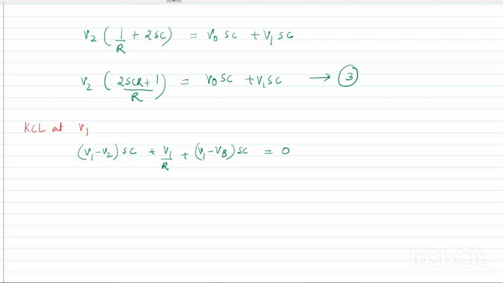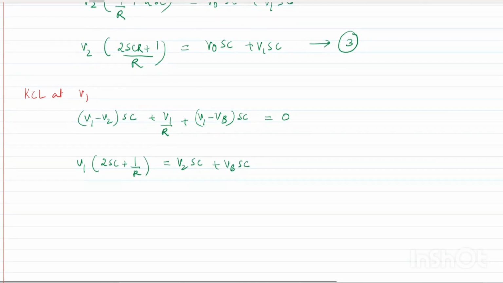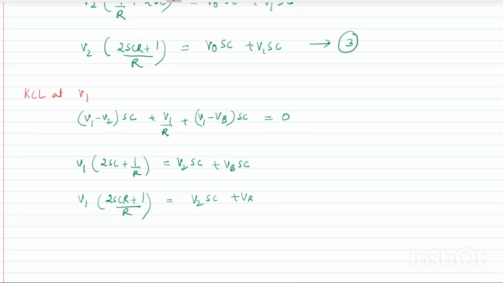If any doubt, you can ask me. See, 1 upon SC is in the denominator, V1 minus VB upon 1 by SC, I took it to the numerator. So if I simplify this, it is V1 times (2SC plus 1 by R) equals V2 SC plus VB SC. If I simplify more, it is V1 times (2SCR plus 1) upon R equals V2 SC plus VB SC. This is equation number 4.